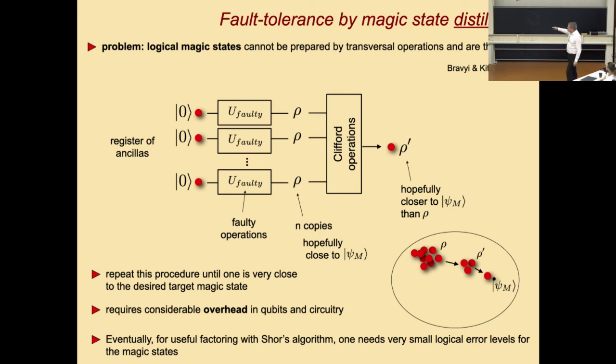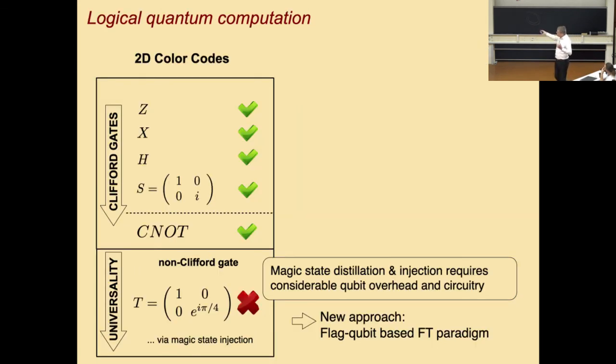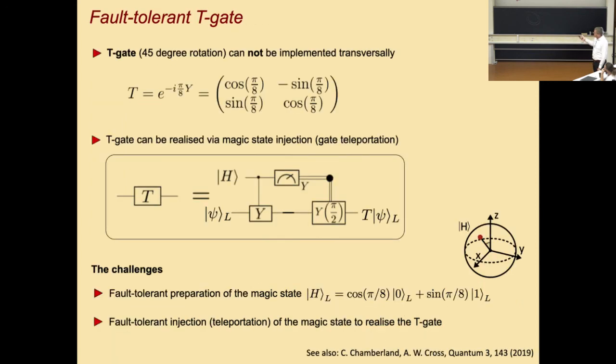Eventually, what we need are magic states with extremely low error rates, on the order of 10 to the minus 12, 10 to the minus 14, to do, say, Shor's algorithm in the very, very long run. But what I want to show you is that there's a new approach, again based on flag qubits, where one can get around, at least at the lowest level, this need of distillation. Because for that, you need a bunch of logical qubits, and we don't have a bunch of logical qubits yet. So the idea is that we want to get this magic state using a flag-qubit-based paradigm.